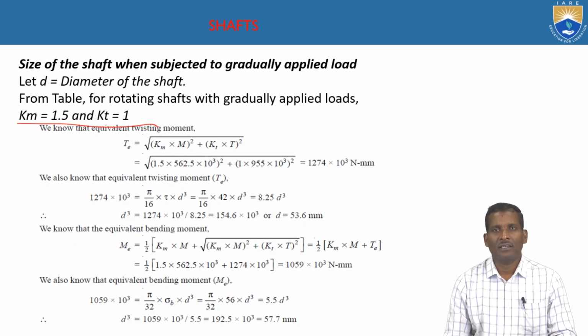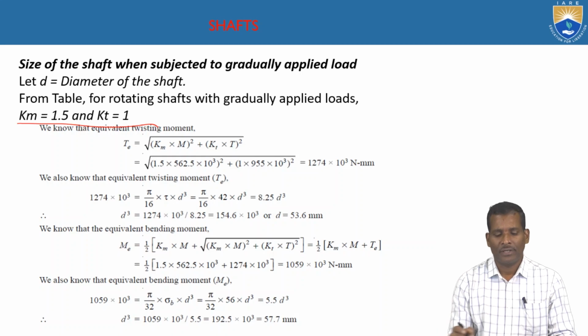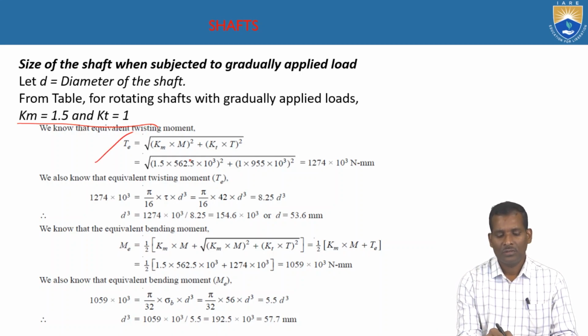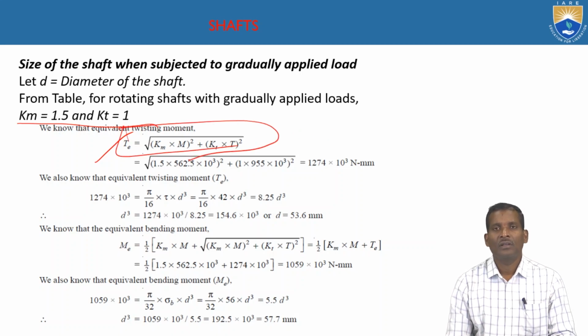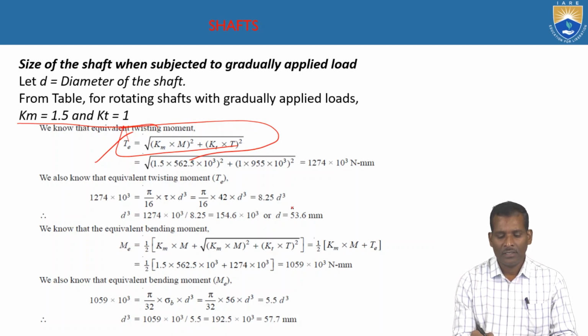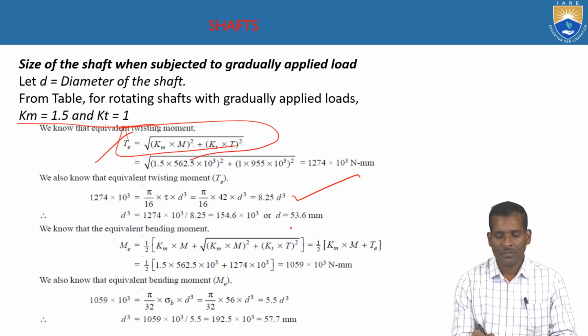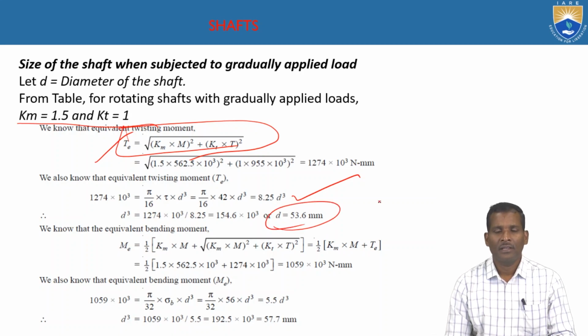So again calculate equivalent twisting moment Te. Te is equal to square root of Km into M whole square plus Kt into T whole square. We know that equivalent twisting moment Te is equal to pi by 16 into tau into d cube. So by using this equation, calculate diameter. So the calculated diameter is 53.6 mm.